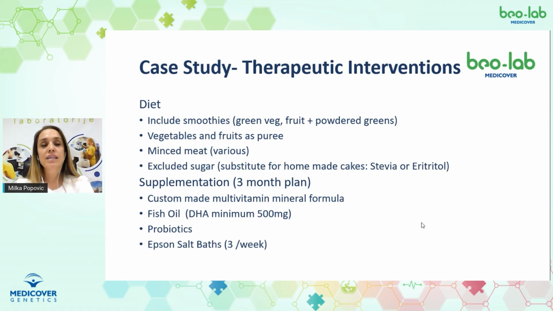Then we introduced fish oil, and I always pay attention that the fish oil has a minimum of 500 milligrams of DHA, which has anti-inflammatory effects. So we paid attention that this should have 500 milligrams minimum. Now, another thing that I like to include is that we change different kinds of probiotics every 3 months because of different biocultures.